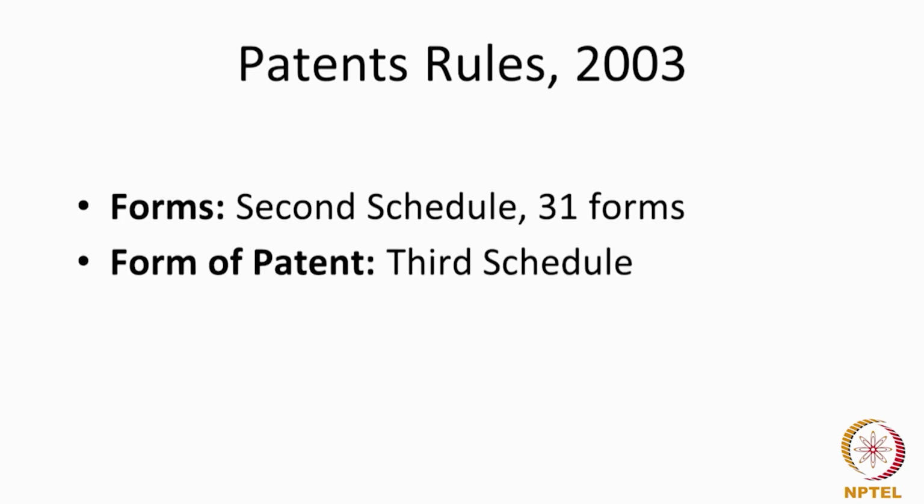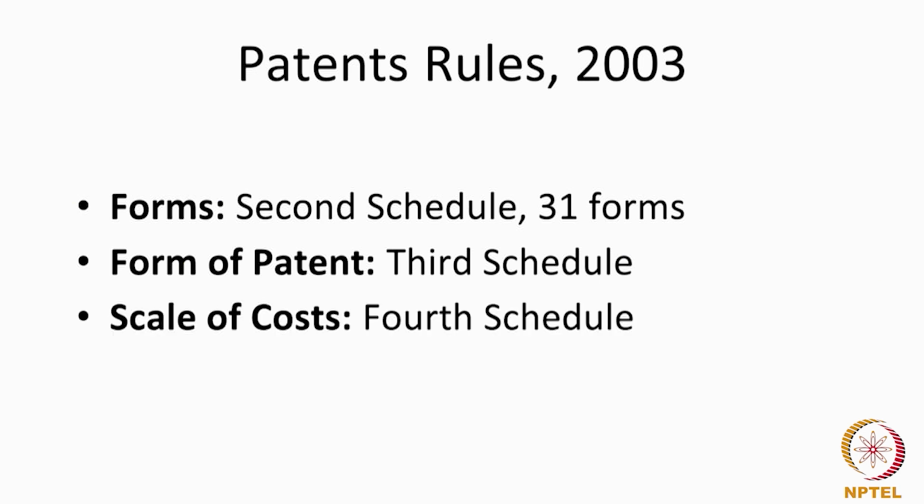The third schedule describes the form of a patent. When a patent is granted, it is granted on this form. We will soon be looking at the form. The form of a patent is the certificate of the grant. The grant is made in the form that is mentioned in the third schedule.